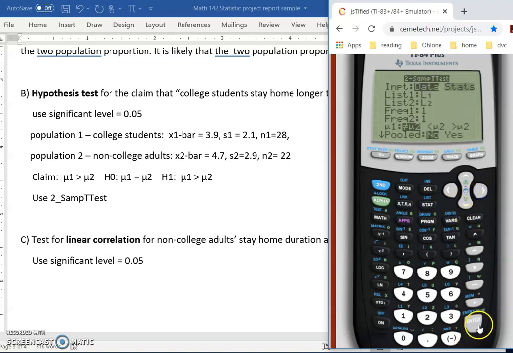We use statistic summary, so we do 3.9, 2.1, 28, 4.7. I don't think the conclusion would be that it is greater, because even the sample shows that it's less than that. And then n2 is 22, 3.9, 21, 28, 4.7, 2.9, 22.